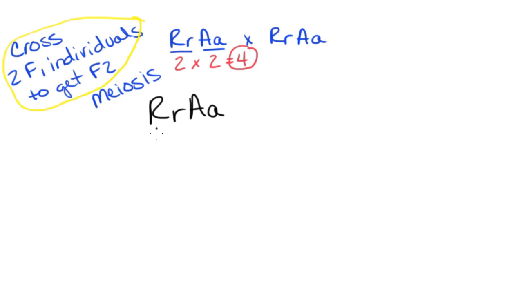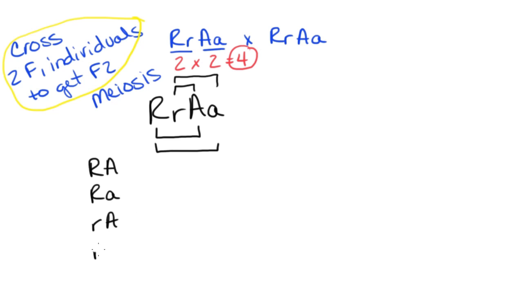The way that I do this is I look at, we could get a possibility of a capital R and a capital A. We could get a capital R and a lowercase a. That's the only combinations with the capital R. We could get lowercase r and capital A. Or we could get lowercase r and the lowercase a.